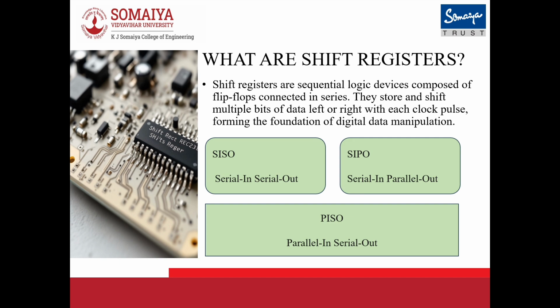There are also bidirectional shift registers where data can shift left or right depending on control signals, used in counter and arithmetic operations. So in essence, a shift register acts as both a memory and a data movable unit, allowing flexible control of data flow in digital systems.